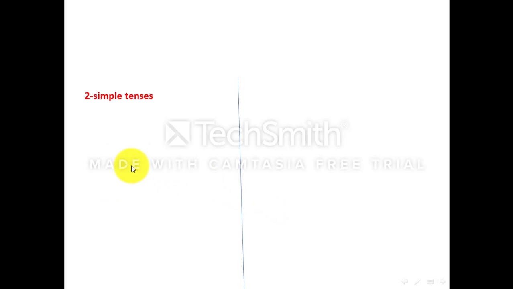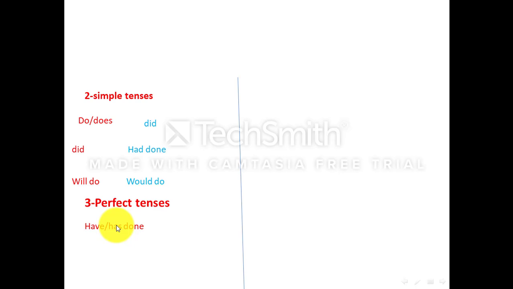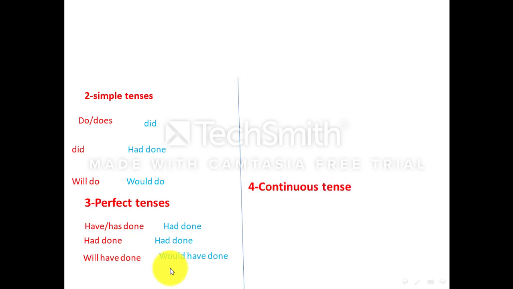Now, changes in simple tense. For example, do and does change to did, and did to had done. Will do changes to would do. Perfect tenses: has done or have done changes to had done. Had done changes to had done or stays the same. Will have done changes to would have done.